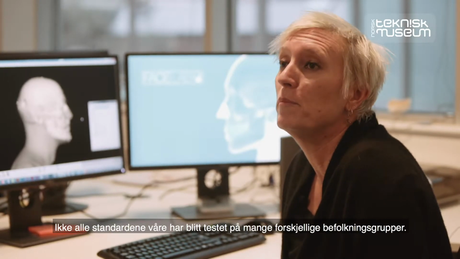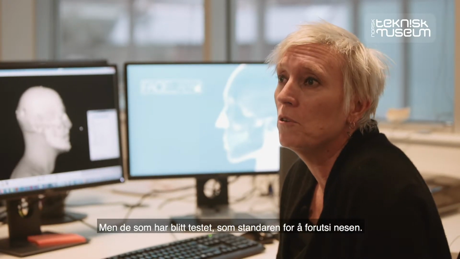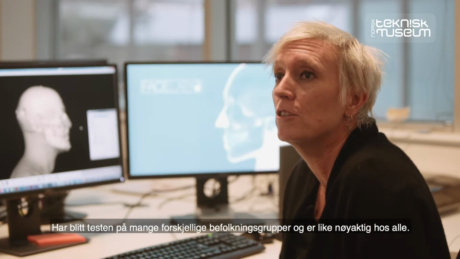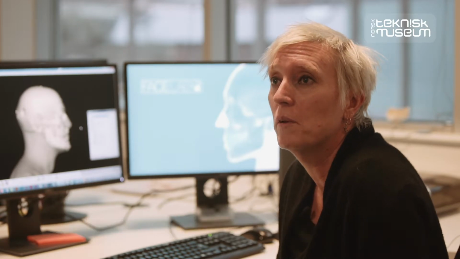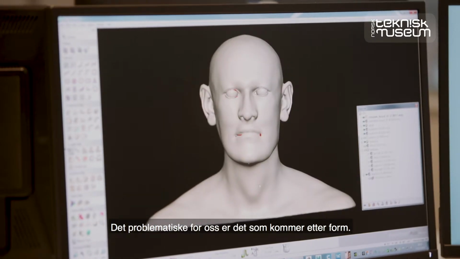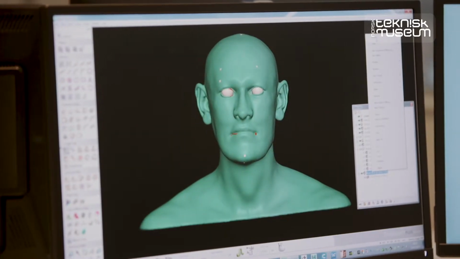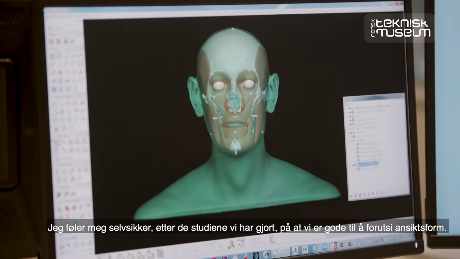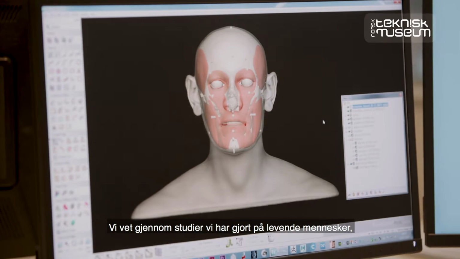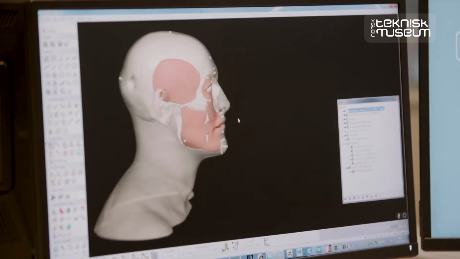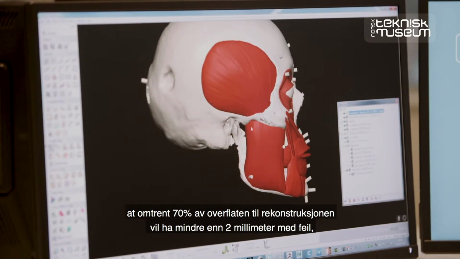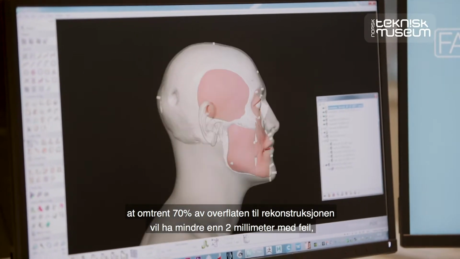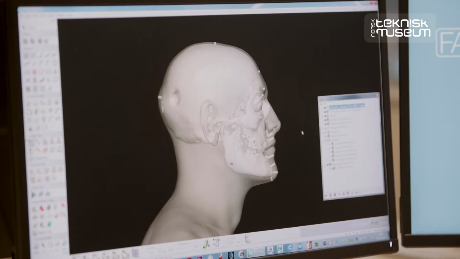Not all of our standards have been tested on many different populations, but those that have, for example the standards that we use to predict the nose, have been tested on a number of different populations and are as accurate in all of those populations. I think the problematic areas for us are the bit that comes after shape. I feel pretty confident after the experimental studies that we've done that we're pretty good at predicting face shape. We know in the studies that we've repeated on living people that about 70% of the surface of the reconstruction will have less than 2 millimeters of error in relation to the actual face.